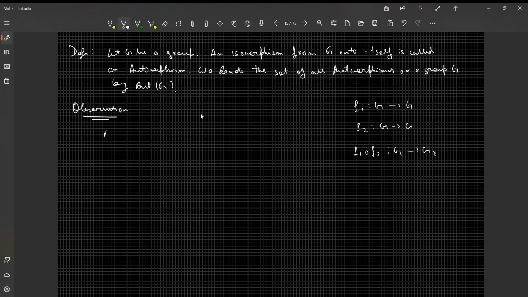So the set of automorphisms on G forms a group under composition of functions. Clear?